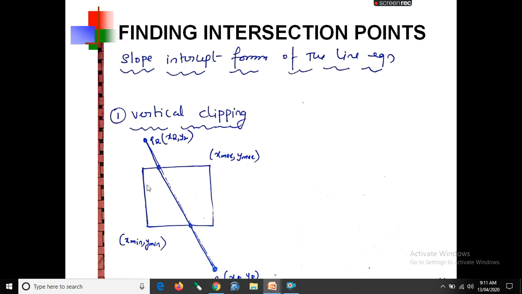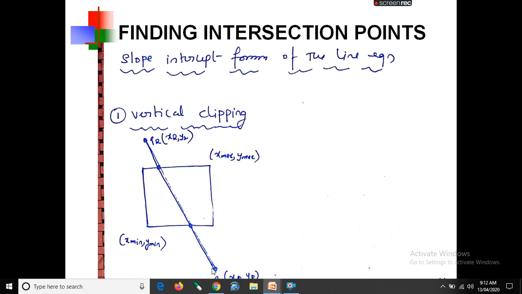Against this clipping window, I drew one line segment P1 to P2, where P1 is x1 comma y1, the first endpoint of the line segment, and P2 is x2 comma y2, the second endpoint. Now we need to perform vertical clipping on this line segment, and you will get two intersection points.